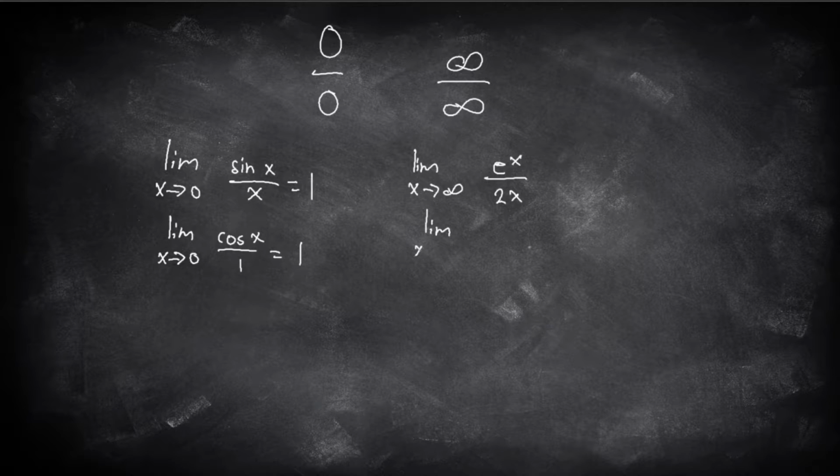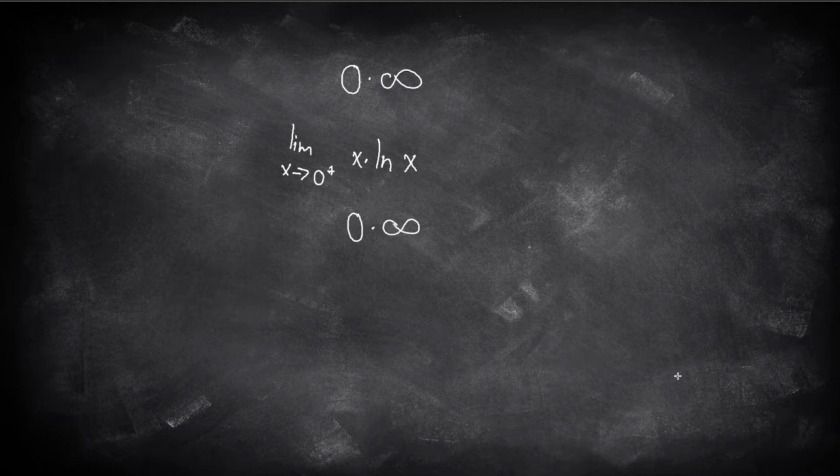So the limit as x approaches infinity. By L'Hopital's rule, the derivative of the top is e to the x, and the derivative of the bottom is 2. So as we plug in x equals infinity, e to the power of infinity is infinity. Infinity divided by 2 is still infinity. So if this is infinity, this is infinity. And that's basically it for the 0 over 0 and infinity over infinity cases.